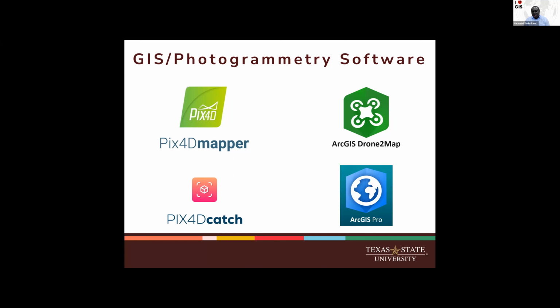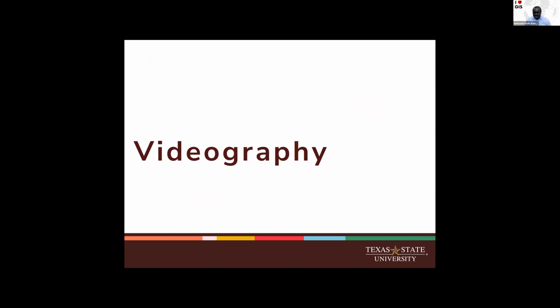And when it comes to software processing the data that you collect, we use different forms. ArcGIS Pro for our mapping, but for photogrammetry, we use a software called Pix4D Mapper, and its equivalent in the ArcGIS suite of software is what we call ArcGIS Drone2Map. But on your smartphone, you can use a free app called Pix4D Catch. Pix4D Catch is point and shoot, it collects, and then it can turn all your images into a 3D model. So that's something that anyone can do.